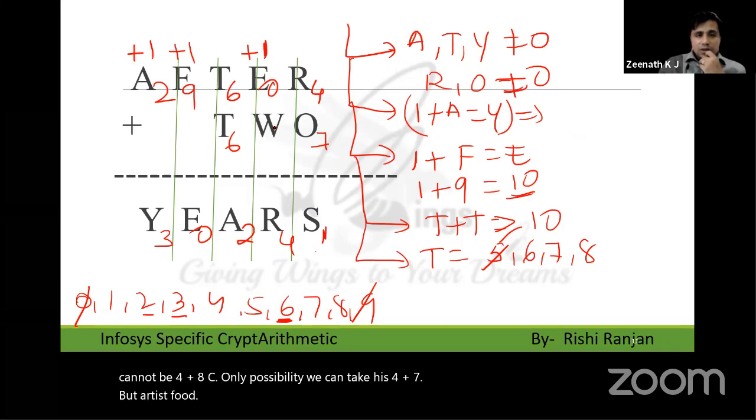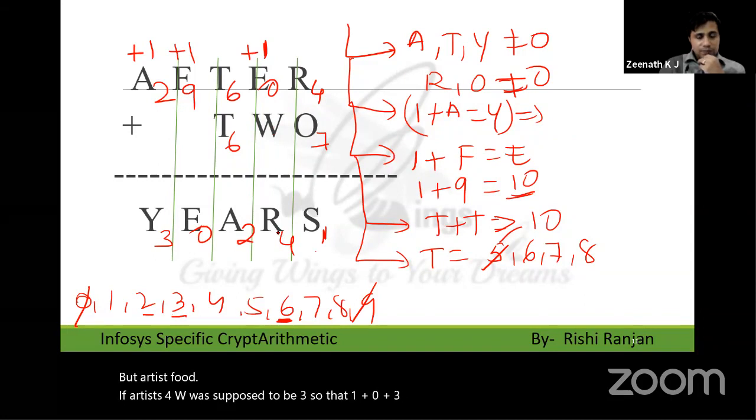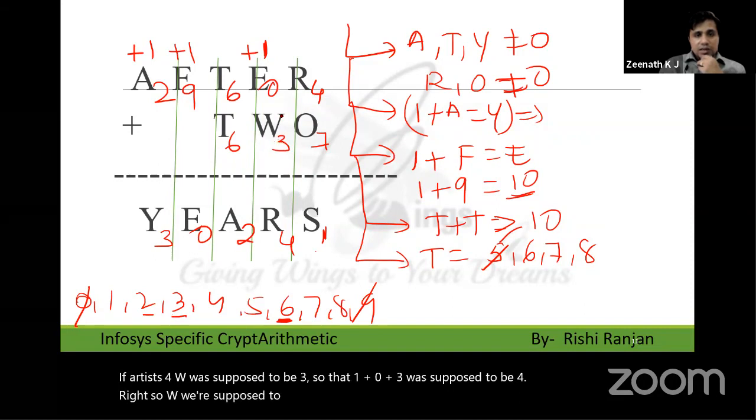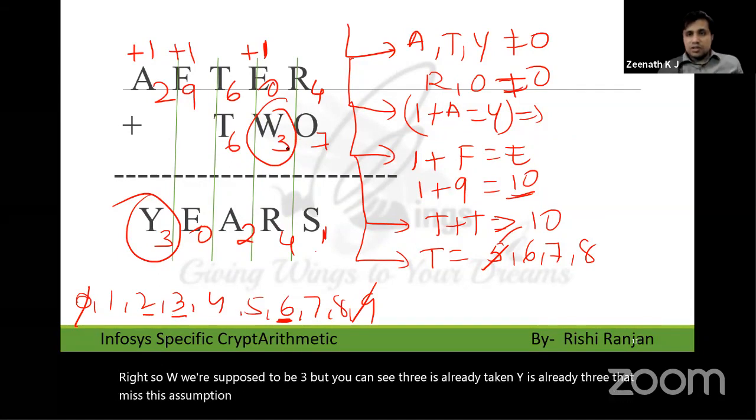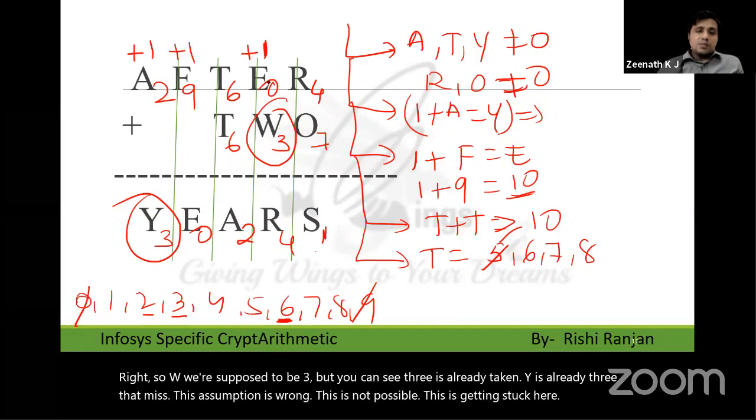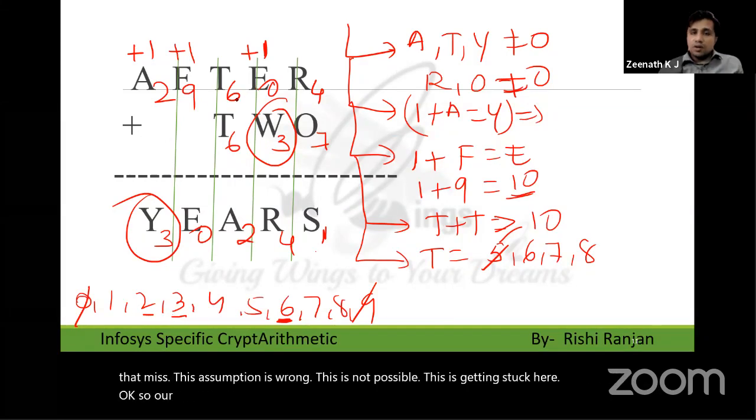If R is 4, W was supposed to be 3. So that 1 plus 0 plus 3 was supposed to be 4. Right? So W was supposed to be 3. But you can see 3 is already taken. Y is already 3. That means this assumption is wrong. This is not possible. This is getting stuck here. So our assumption T equal to 6 itself was wrong.